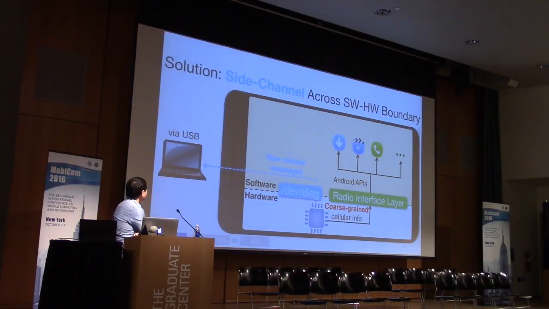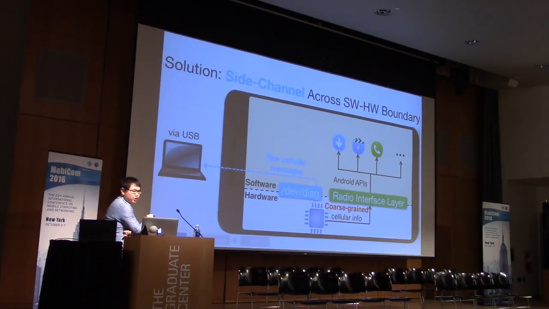Our solution is to enable a new side channel across the software-hardware boundaries inside the phone. We observe that many cellular chipsets support external diagnostic mode, which means that when you connect a phone to an external laptop through the USB, the hardware chipset can expose the raw cellular messages to the external laptop through this USB port.